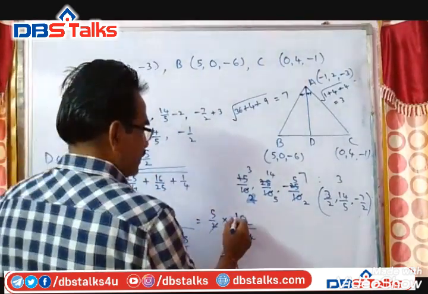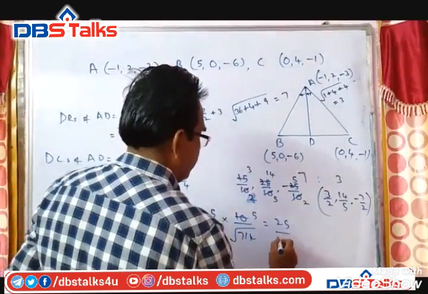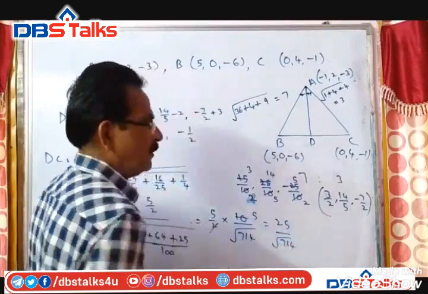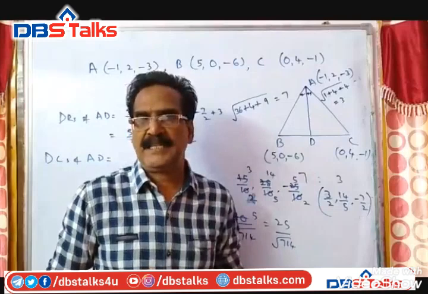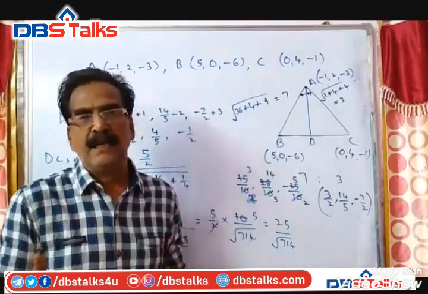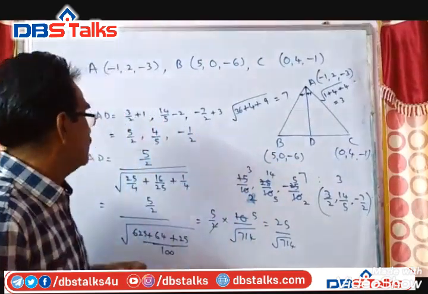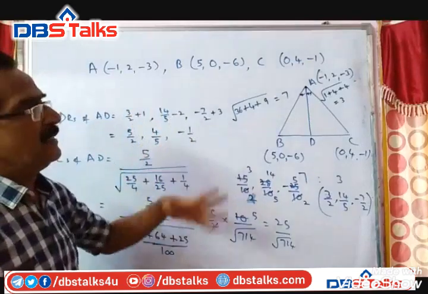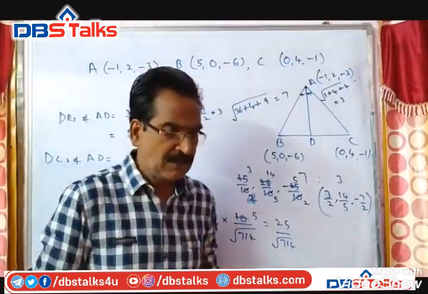So 25 by root 714 is one direction cosine. Friends, you do at home: find the other two direction cosines. Okay, friends. This question includes 3 questions.